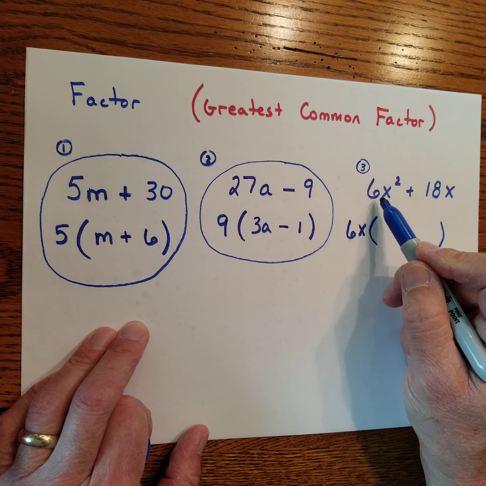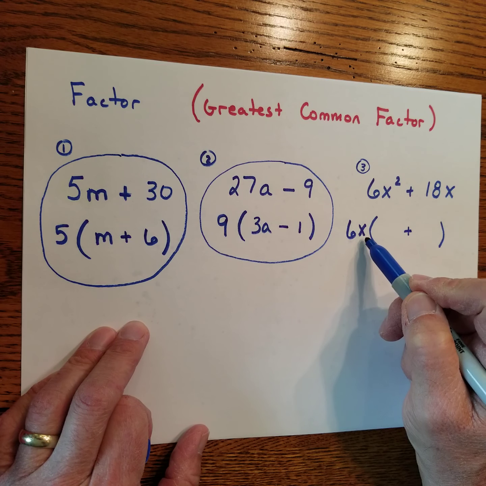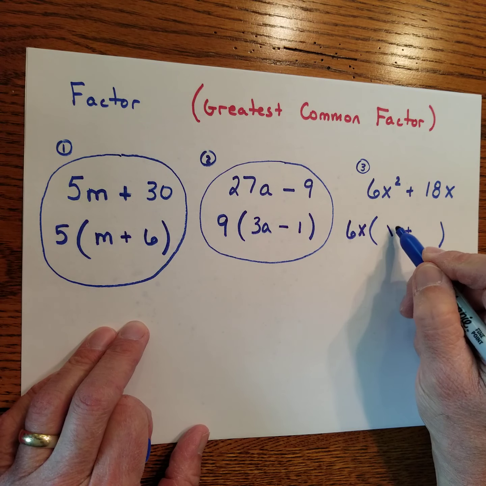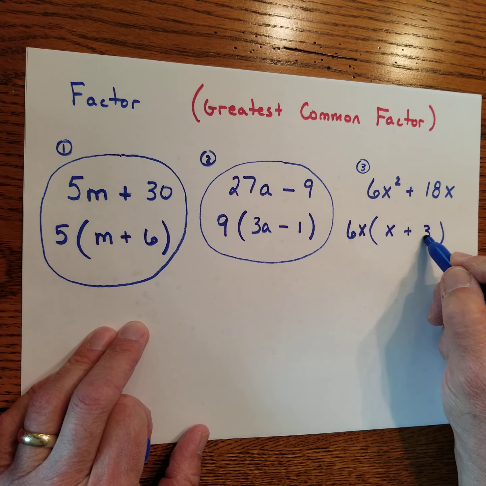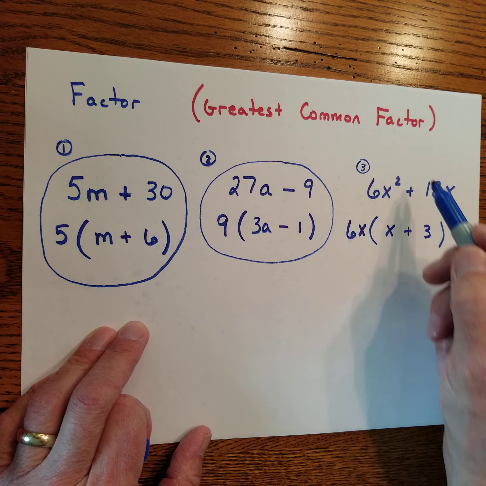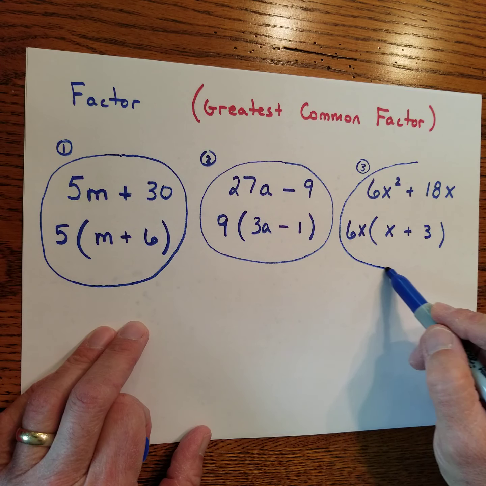Now divide. 6 divided by 6 is 1. And I've taken one of these x's out. 18 divided by 6 is 3, and I have factored the x out. There's the way I want my answer to look for number 3.